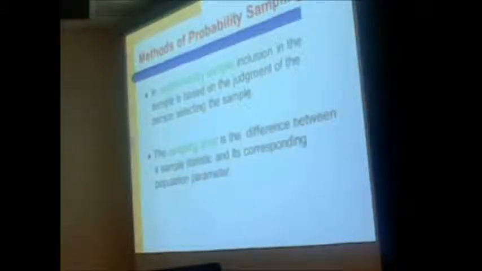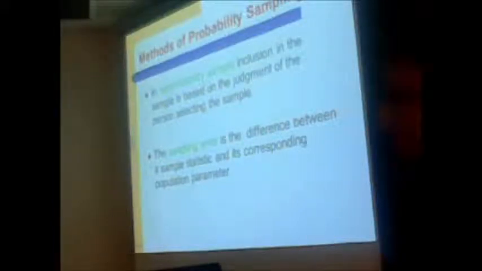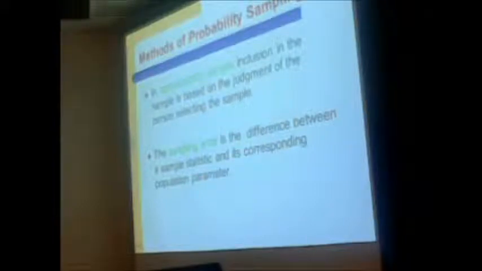Non-probability sample: inclusion in the sample is based on the judgment of the person selecting the sample. So I'm not using a probability sample where everybody has an equal chance. I say, okay, I know I need about 5 guys and 6 women. So I look at this and I gauge it myself. I try to do my own type of sampling based on my judgments, based on what I need for my study.